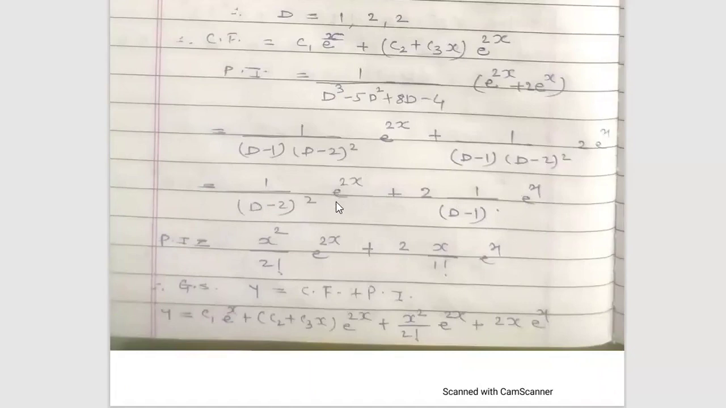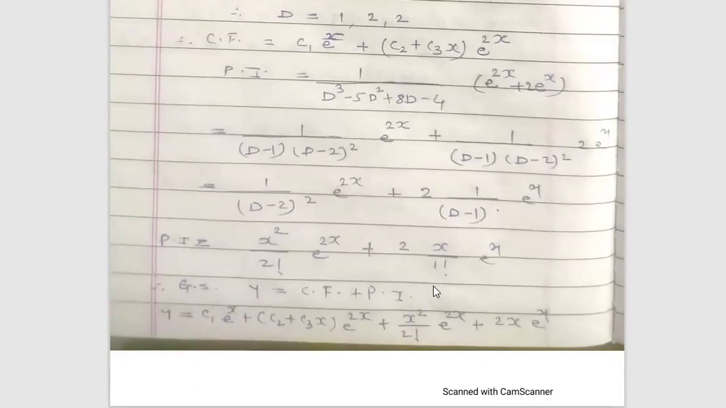Here the function is e^(2x). If we replace D by 2, then it is a case of failure. So it is that type, 1 upon (D - a)^r e^(ax). The formula is here. The value of r is 2. So x^2 upon 2 factorial into e^(2x). And for the other term, if we replace D by 1, because the coefficient of the exponential function is 1, then it is a case of failure. Then multiply the numerator by x and take the derivative of the denominator. The derivative of D is 1, and for the constant it is 0, so the derivative of the denominator is 1.